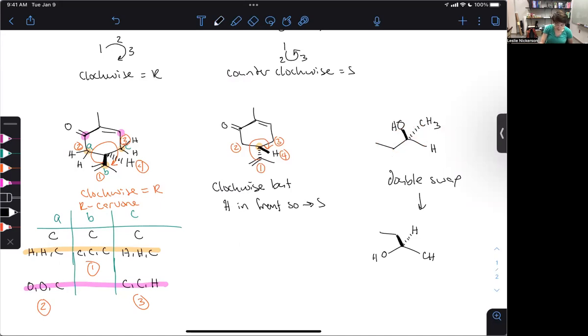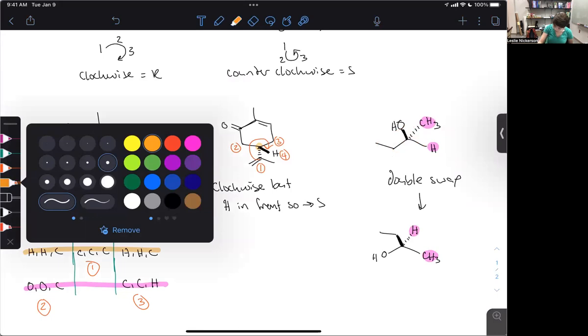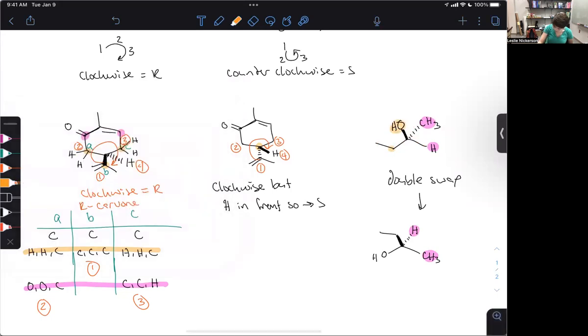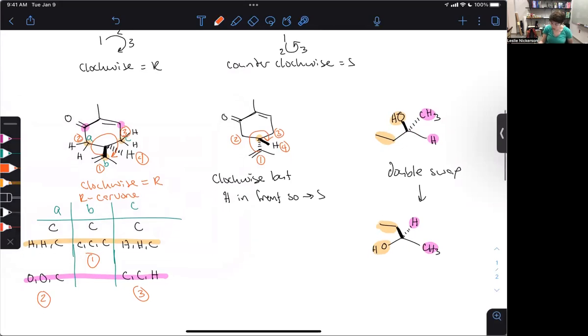Okay, so we swapped these. And then we also swapped these. Okay, and we kept everything else about the setup the same. So now our H is in the back. So now let's go ahead and do our assignments here.